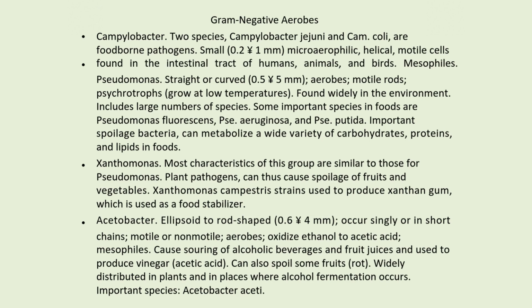Another genus is Acetobacter. These are ellipsoid to rod-shaped cells. They occur singly or in short chains and can be motile or non-motile. They are aerobes and mesophiles. They oxidize ethanol to acetic acid. They cause souring of alcoholic beverages and fruit juices and are used to produce vinegar. They can also spoil some fruits. An important species is Acetobacter aceti.